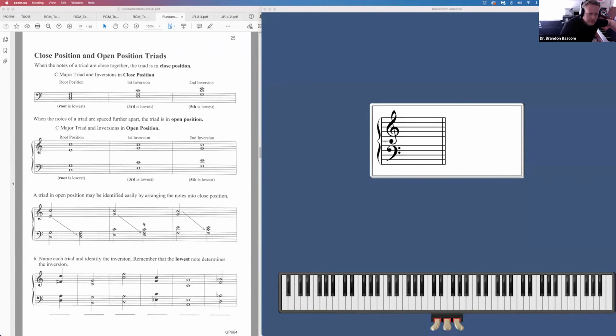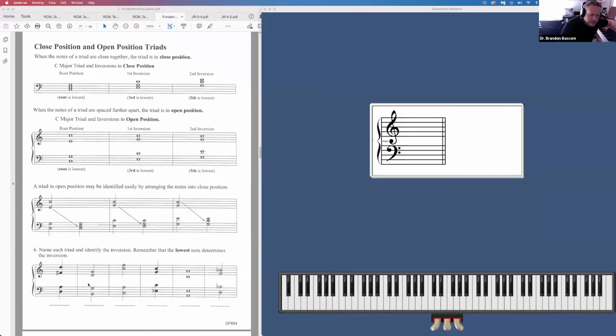Page 25, we're talking about close and open position. We've talked about this a little bit in the past. Again, it doesn't matter how open our triad is, it comes down to what is the lowest note. That determines whether we are in root position, first inversion, or second inversion. So we are identifying triads in part 6 that are in open position.